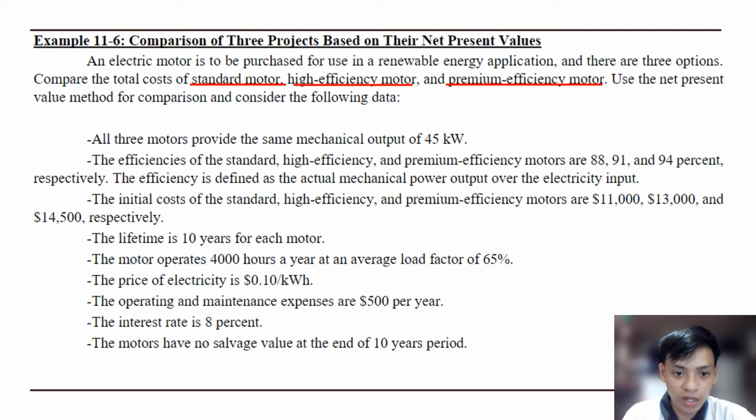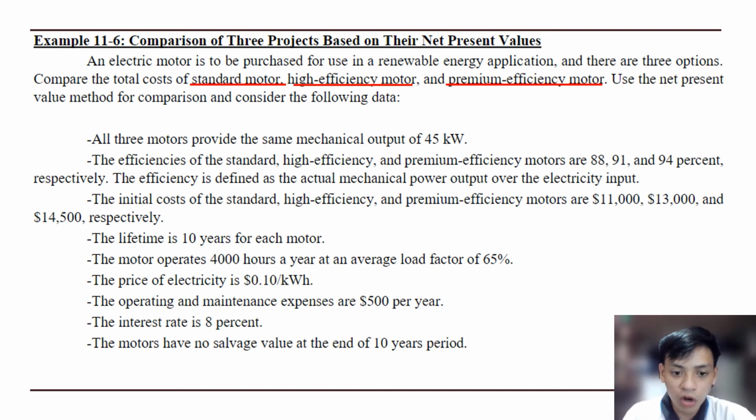First, these three motors provide the same mechanical output of 45 kilowatts. Second, the efficiencies of the standard, high efficiency and premium efficiency motors are 88, 91, and 94% respectively. The initial cost of the standard, high efficiency and premium efficiency motors are $11,000, $13,000, and $14,500 respectively. And we are expecting that these motors will operate for 10 years maximum.